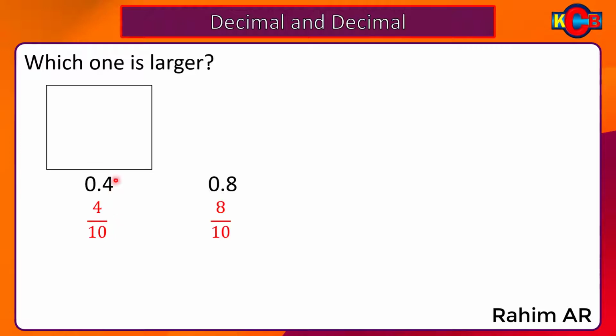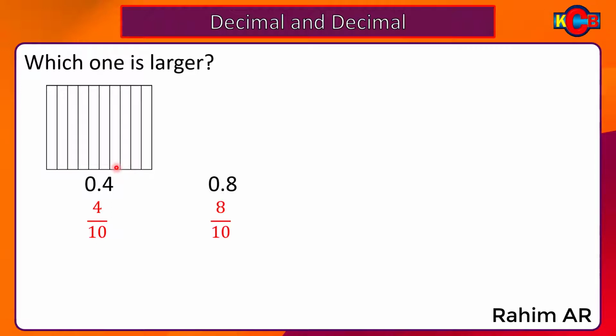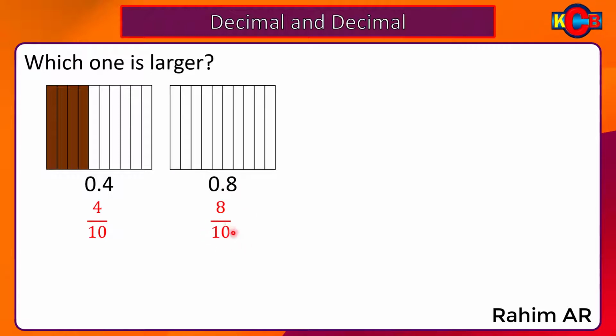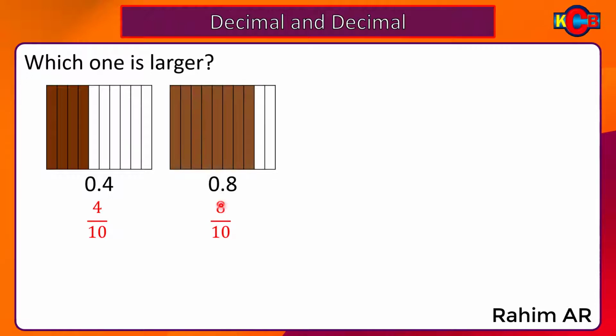Now we have a square. Then we split the square equally into 10 equal parts because the denominator here is 10. Since the numerator is 4, thus we shade 4 equal parts. We do the same with 8 tenths. A square, divide into 10 equal parts because the denominator is 10. Then we shade 8 out of 10 equal parts.